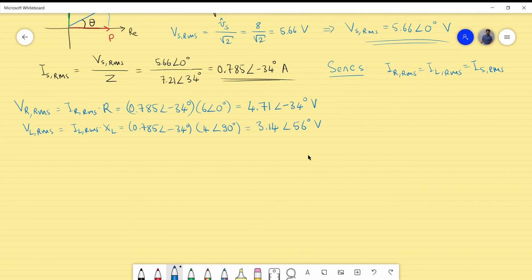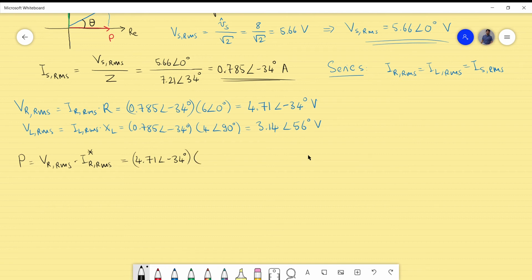So what is P? P, the true power, is equal to, now we have to be careful, the VR RMS times IR RMS, but we use the complex conjugate of the current. So what we get is the following: I will have 4.71 phase minus 34 degrees, and I will use the complex conjugate of the current.